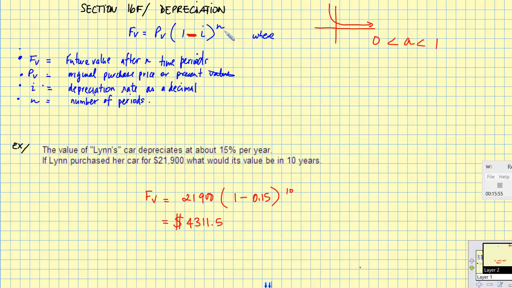So if we look at the example that's underneath here, we have that the value of Lynn's car depreciates at about 15% per year. If she purchased her car for $21,900, what would its value be in 10 years? So I'm going to do the future value equals the original value times 1 minus 0.15, so it was 15%. Remember, 15 divided by 100 gives me 0.15. So I will now do 1 minus 0.15 raised to the power of 10. And it tells us that in 10 years' time, her car, which was $21,900, is going to be worth only $4,311.50.